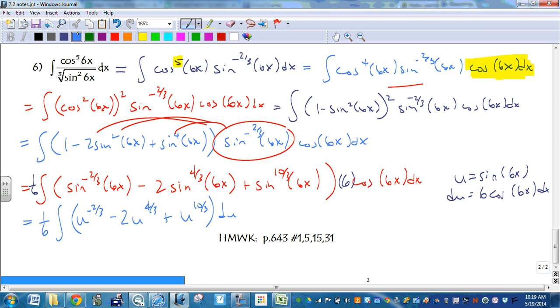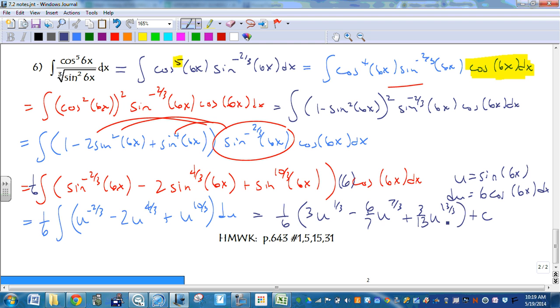And now we can do the antiderivative. So antiderivative of u to the negative 2/3, we're adding 1 to the exponent. So we get u to the 1/3, and then multiply by the reciprocal, so 3u to the 1/3. Add 1 to this exponent, we get 7/3. Multiply by the reciprocal, 3/7 times negative 2, we get negative 6/7. Add 1 to the exponent, we get 13/3. Multiply by the reciprocal, 3 over 13. And we need to remember our plus c.